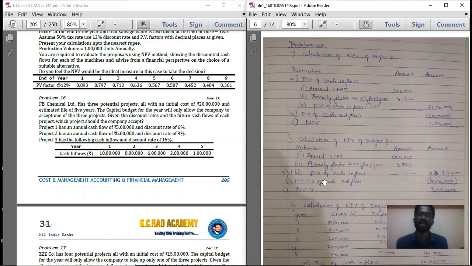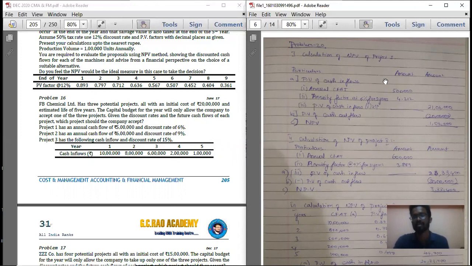See here, if there are the same annual cash flows for all the 5 years, then you can multiply with the annuity factor for 5 years at the given rate, so that you will get the total present value of cash inflow. You don't have to do it for every year separately. The total number of years is 5, and for all 5 years the annual cash flow is the same, that is 5 lakhs. So 5 lakhs into the annuity factor of 6% for 5 years gives the present value of cash inflow. From that, if you deduct the present value of cash outflow of 20 lakhs, you will get NPV.